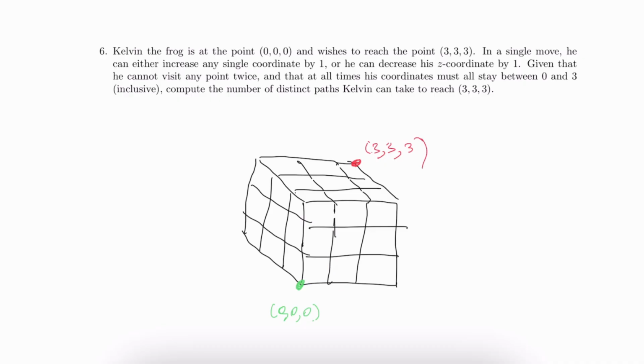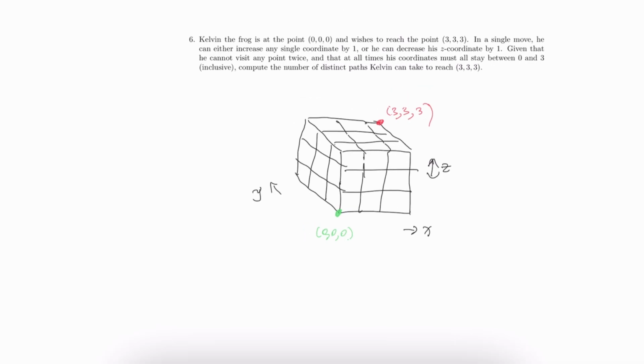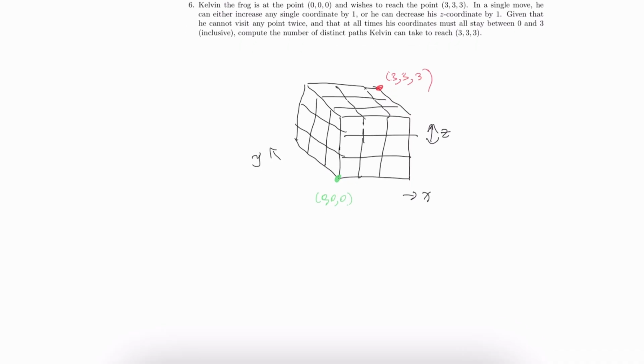Let's call this direction x and this direction y, and you can only move in those two directions, but in the z direction you can move both up and down. Since you can't really see the inside of the cube, the only way to see it is to view it as levels based on z, like looking down from the top.